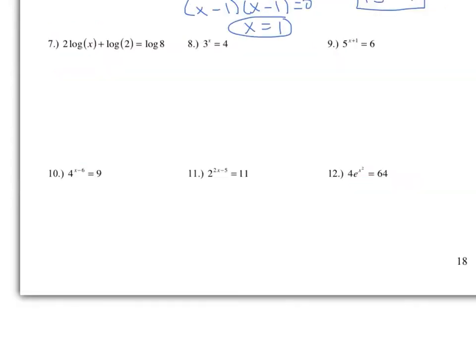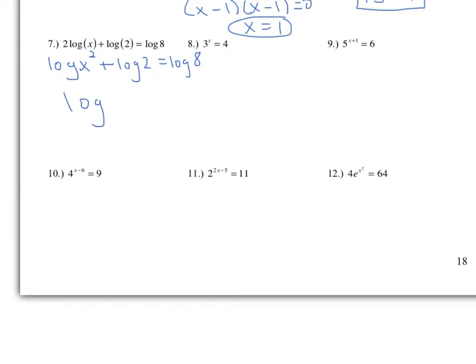So for number 7, we notice that we do have logs on both sides, but here you have a plus sign in the middle. So we're going to have to use some properties of logs that you've learned before in a previous lesson. So the first thing I want to do is I have a coefficient of this log. So I'm going to rewrite that as log x squared plus log 2 equals log 8. And then again, the next property is we're going to use the product property that tells us, since there's an addition, I'm going to condense them into a single log.